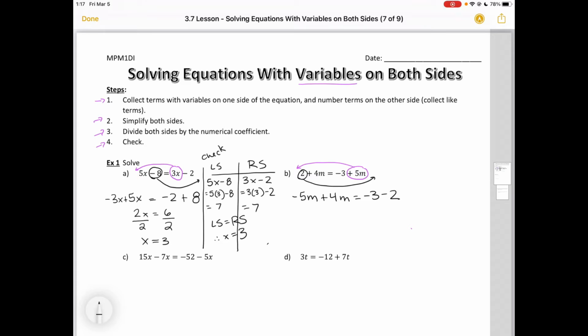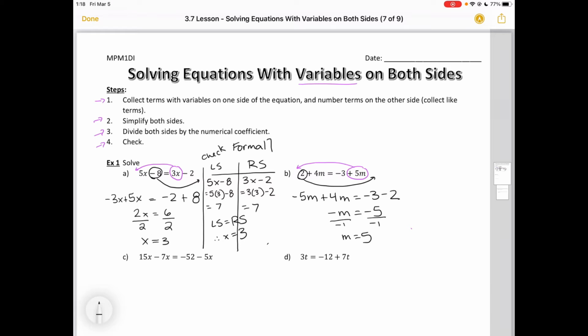Remembering that whenever you move something over the equal sign, you always need to change the sign. So on the left-hand side, I'm left with minus m equals minus 5. Dividing both sides by minus 1, which is the number in front of the m, I'm left with m equals 5.